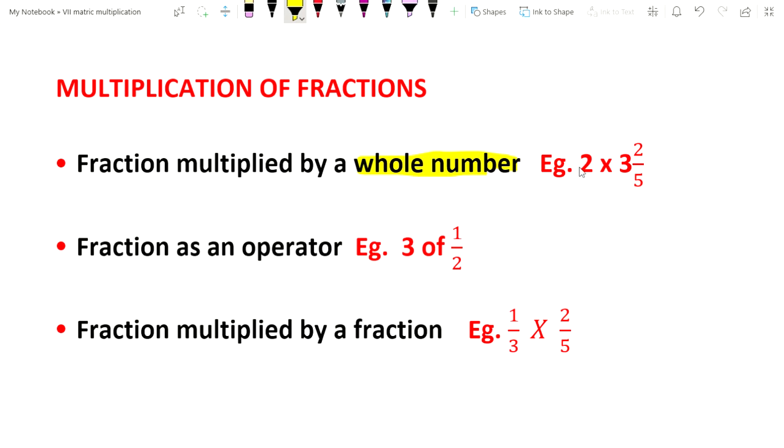See here, 2 is a whole number. 3 into 2 by 5 is a mixed fraction. So the first one is fractions multiplied by a whole number. Here a fraction is multiplied with a whole number.